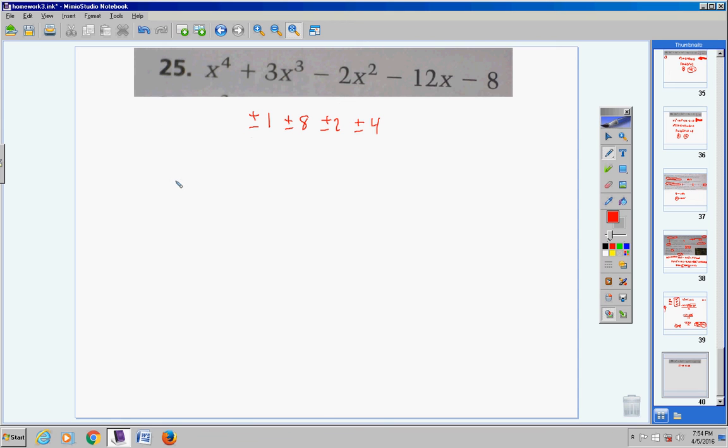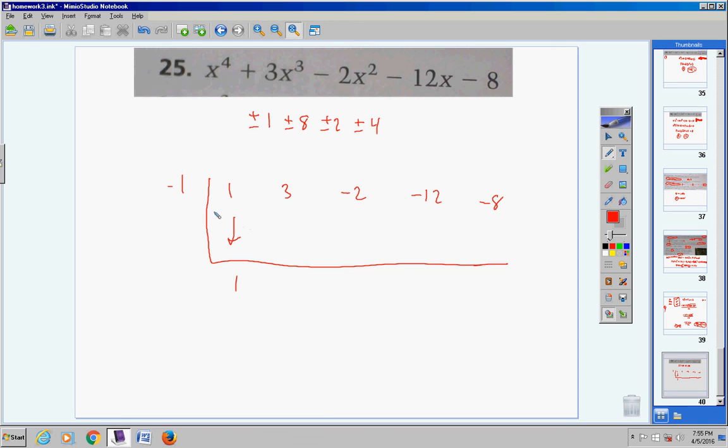Let's go ahead and see if 1 works. So I'll put a 1 here, and I'm not missing any terms. 4, 3, 2, 1, constant term. So my coefficients would be 1, 3, negative 2, negative 12, negative 8. So let's see if 1 works. Bring down your 1. 1 times 1 is 1, combine. 1 times 4 is 4, combine. 1 times 2 is 2, combine. And we're not going to get a 0, so we're going to go on and check negative 1.